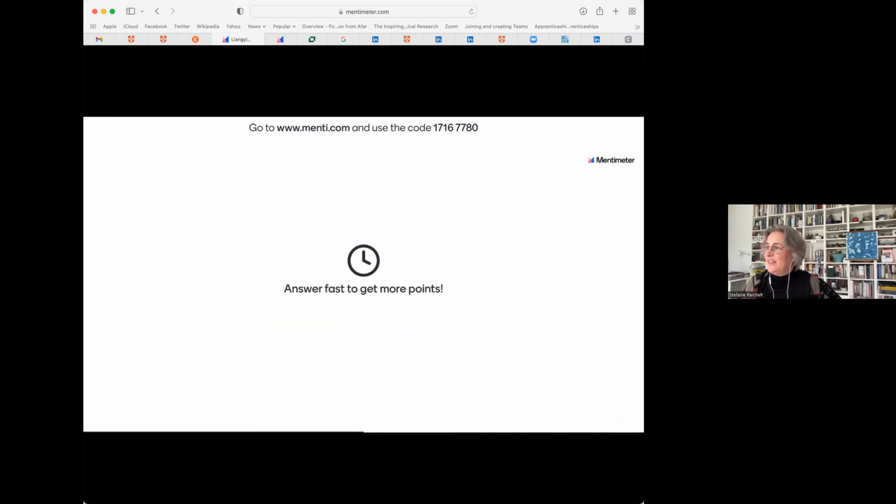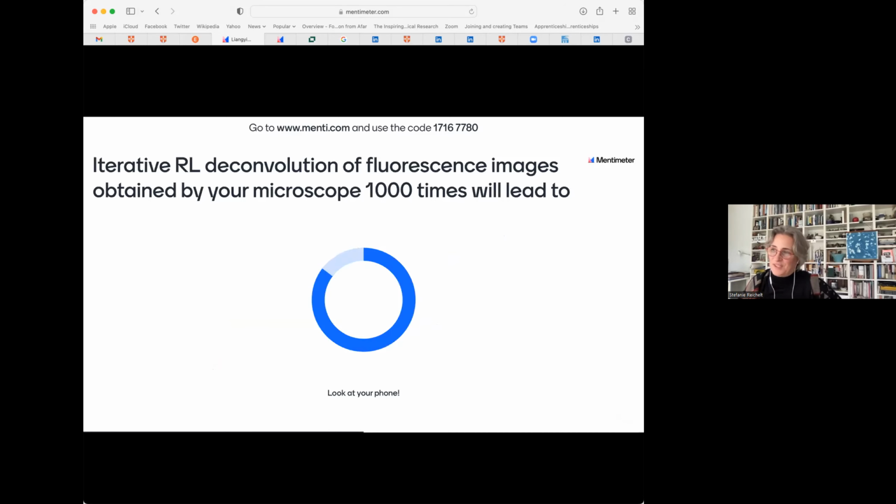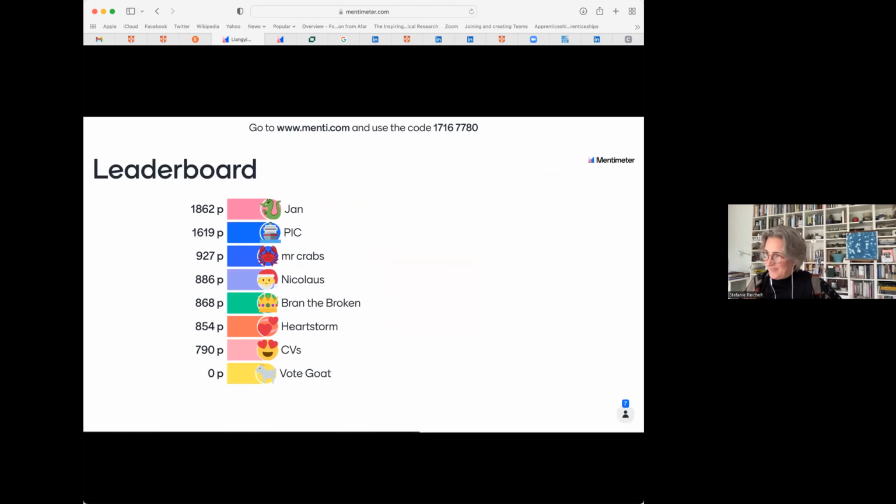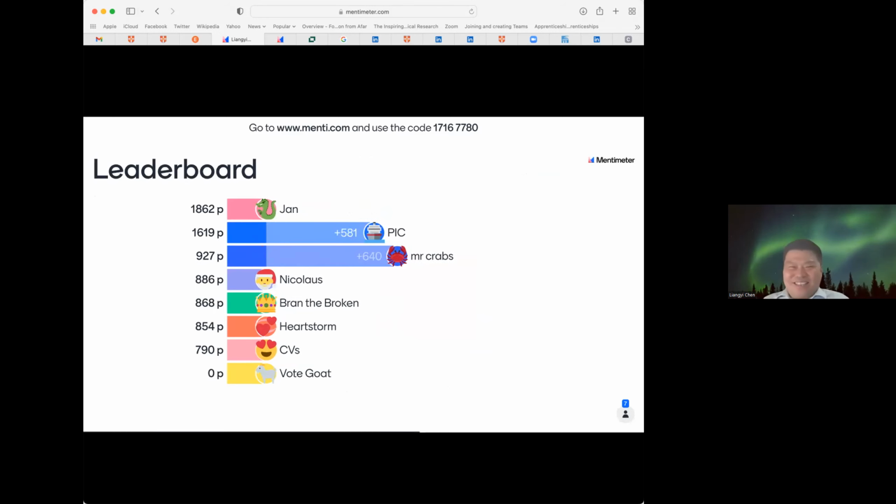Again, if you answer fast, you're better. So, iterative deconvolution of fluorescent images obtained by a microscope 1,000 times will lead to: improvement of resolution, artifacts are sharpened, or better contrasted images. Let's see in 2 seconds what the answer is for most of them. We have quite a lot of people getting that one slightly wrong. Let's see who's now in charge. Yeah, that was a tricky one.